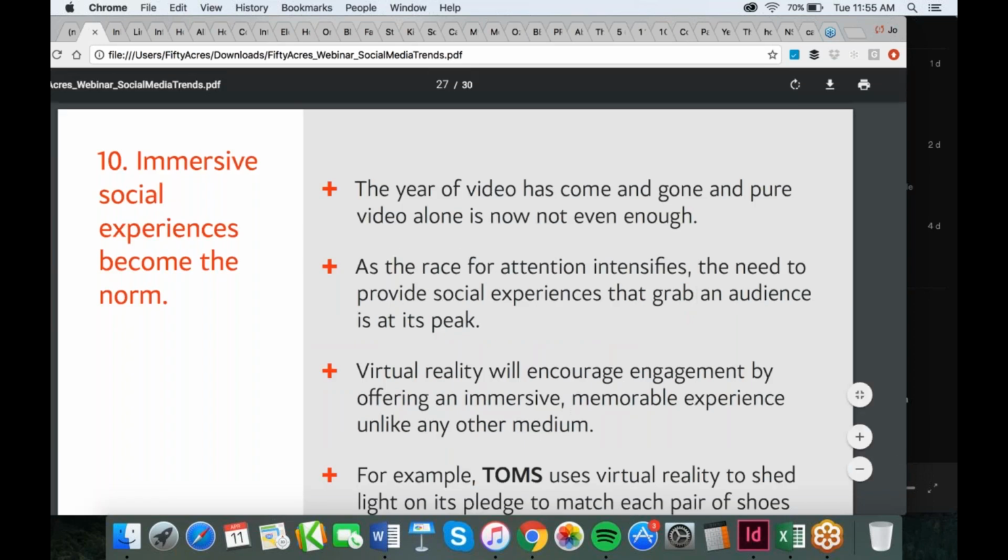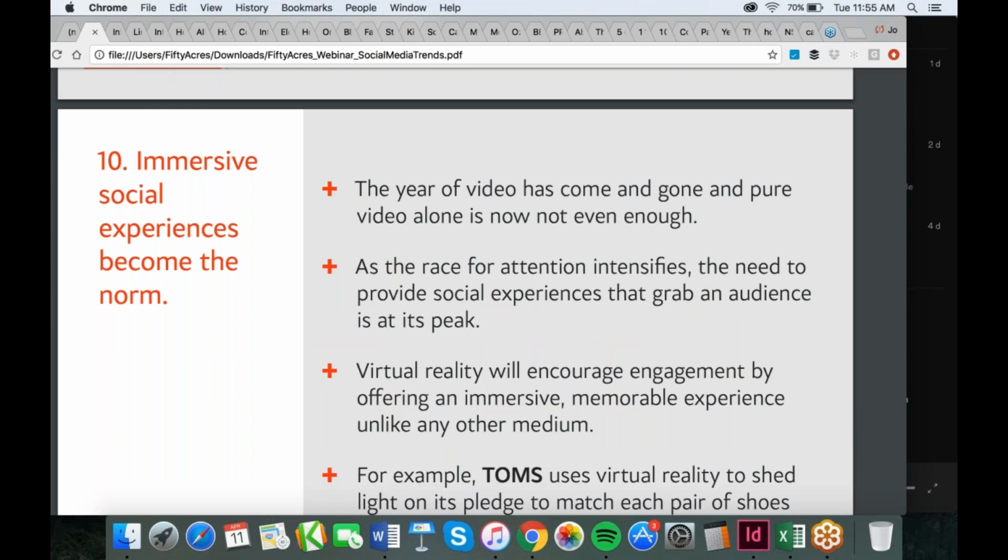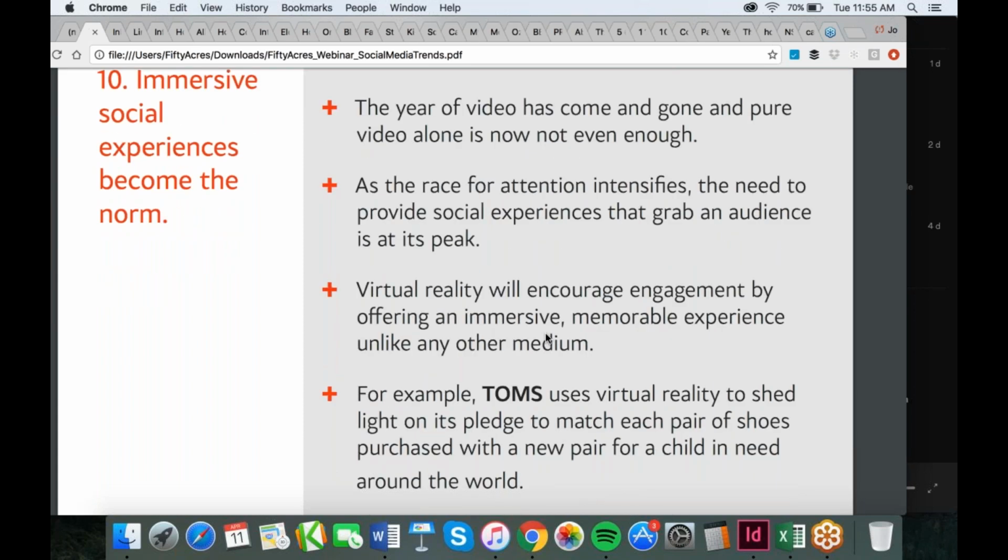Now, number 10, the last one: immersive social experiences will become the norm. The year of video has come and gone, and pure video alone is now not even enough for people. They want more. As the race for attention intensifies, the need to provide social experiences that grab an audience is really now at its peak. Virtual reality will encourage engagement by offering an immersive, memorable experience, unlike any other medium.